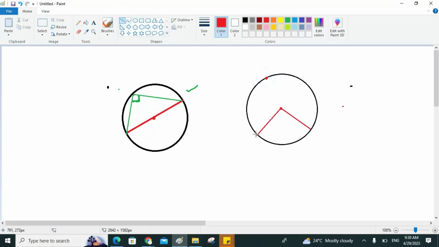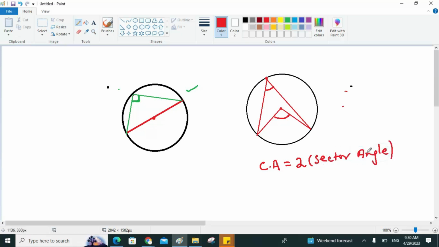Now if you connect it with these two points, the angle which is forming at the center and the angle which is forming at the circle have a relationship between them: the central angle is equal to 2 times the angle at the circumference. The central angle is twice the angle at the circumference, right? So this is one of the facts which you need to keep in your mind.